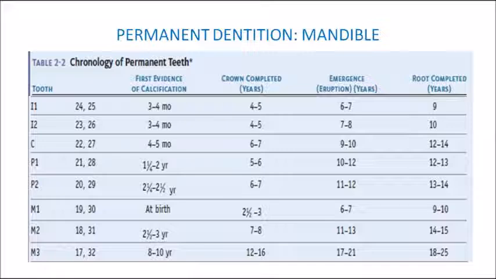Now the same pattern is followed in the crown completion. You have your first permanent molars whose crown is completed at around 2.5 to 3 years, which is the earliest, followed by your central incisors as well as lateral incisors at 4 to 5 years of age, then canines at 6 to 7 years, then first permanent premolars at 5 to 6 years, second premolars at 6 to 7 years, second molars at 7 to 8 years, and finally your third molars at 12 to 16 years.